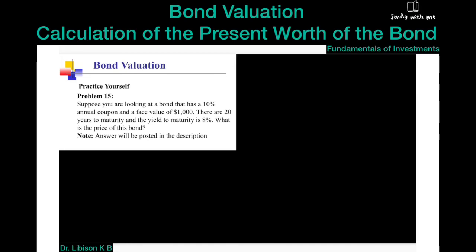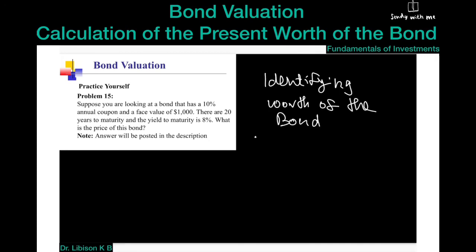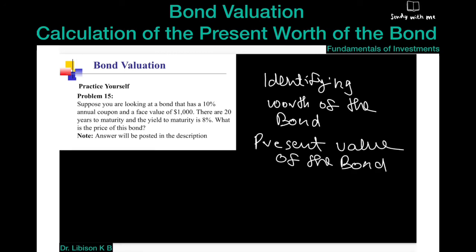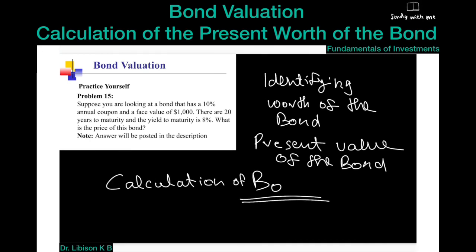So all these problems that we have done are about identifying the worth of the bond. In the problem, the question asked is to find out the present value of the bond. So in the formula it is B0. So calculate B0, or the calculation of B0. That is what you are expected to do. So please do it yourself and learn in the process.